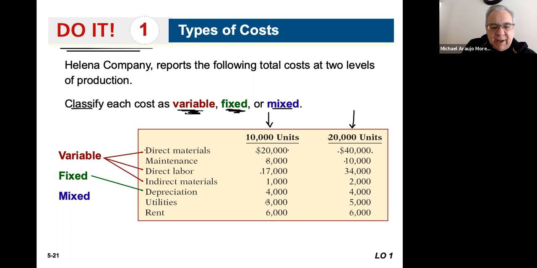Utilities run at $3,000 if we make 10,000 units. If we make more, it goes up, but not equally. So this is going to be a mixed cost. And your rent is equal, which makes it a fixed cost, right? So this is the terminology and understanding you need to get from this particular part of the chapter.